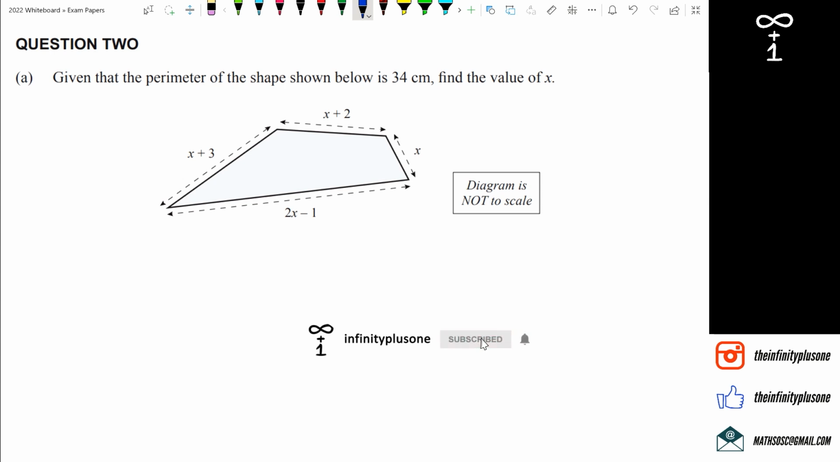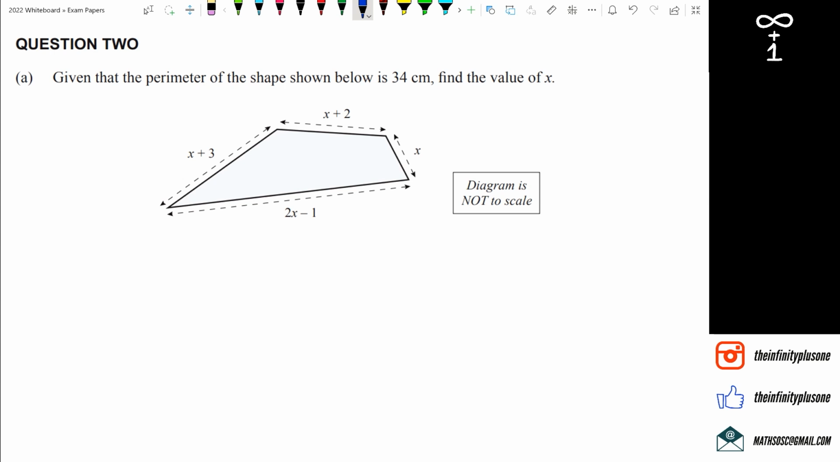All right, guys, so let's go to question 2a. What do we have here? We've got, given the perimeter is 34, find the value of x. So all we're doing is adding up those 4 sides, putting it equal to 34, and solving it. Now it does say you've got to form and solve a linear equation, so you can't just guess and check for this, guys, unfortunately.